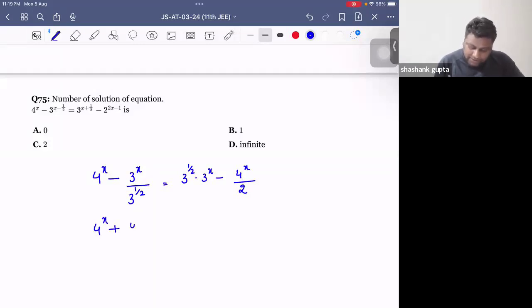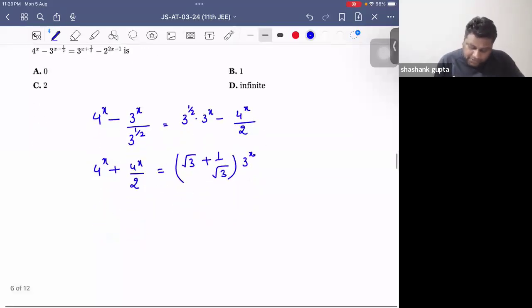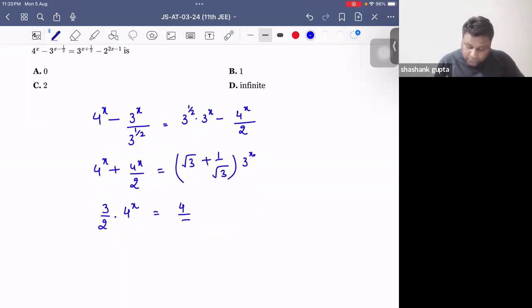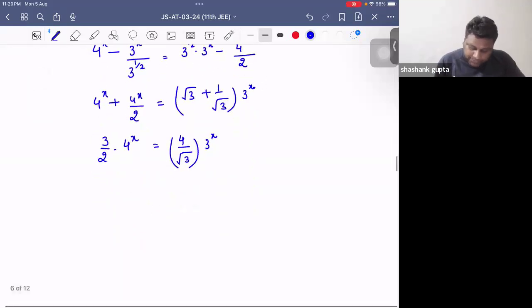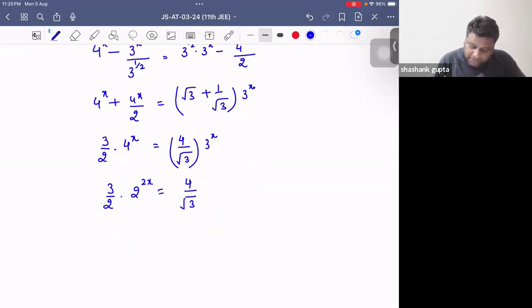4 to the power x plus 4 to the power x upon 2 is root 3 plus 1 by root 3 into 3 to the power x. Am I correct? Now, it will be 3 by 2 times 4 to the power x is 4 upon root 3 times 3 to the power x. Done. So it is 3 by 2 times, I can write it 2 to the power 2x is 4 upon root 3 times root 3 to the power 2x.